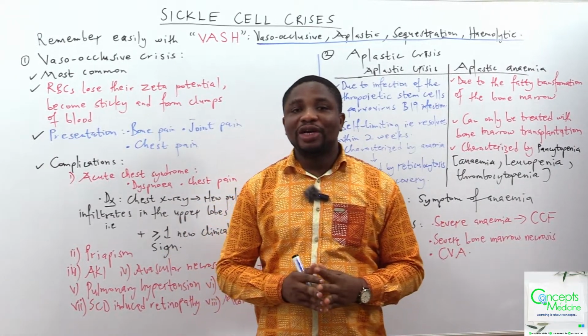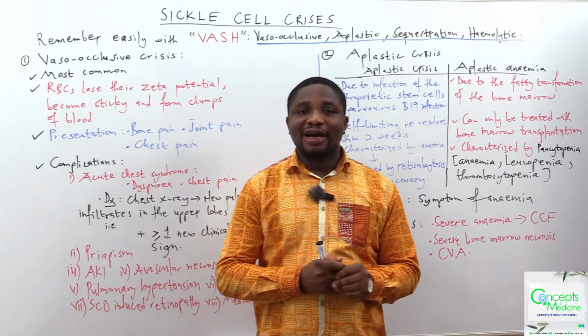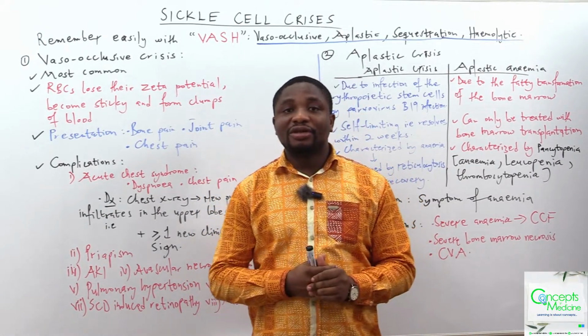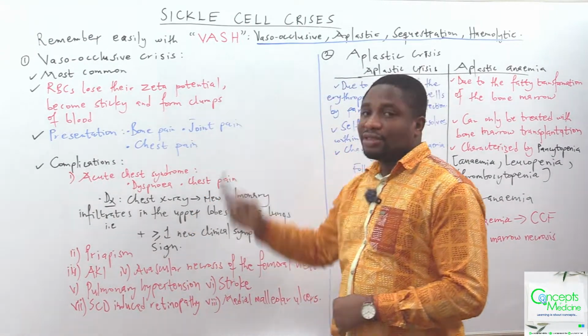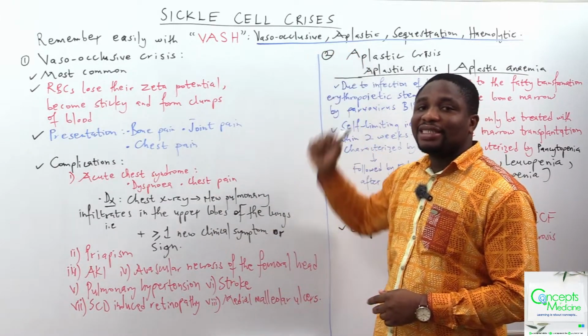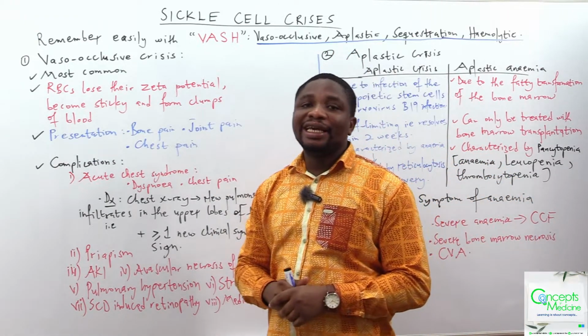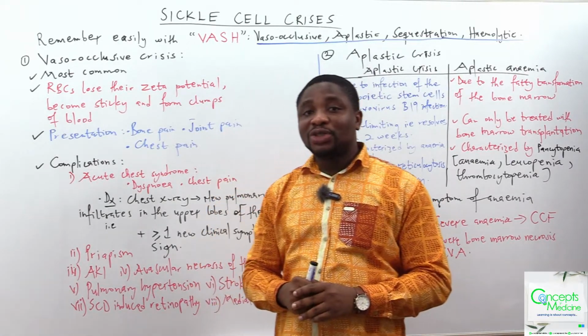In today's tutorial, we are going to be looking at the sickle cell crisis. How then do you remember the sickle cell crisis? Remember easily using VASH. With that, we are talking about vasoocclusive, aplastic, sequestration, and hemolytic. Let's move ahead and look at the crisis. We'll start with the vasoocclusive.